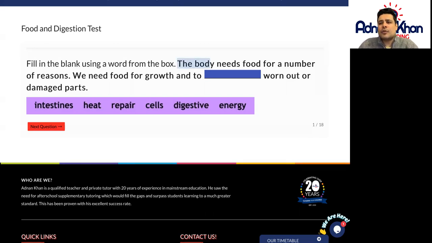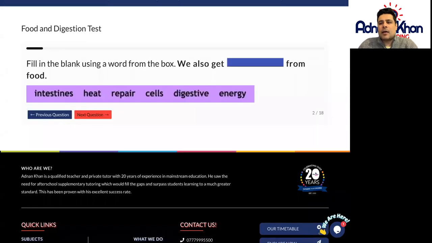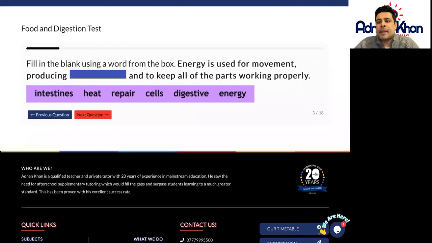So the body needs food for a number of reasons. We need food for growth and to repair worn out, damaged parts. There we go. And then you can just carry on and answer the rest of these questions. We also get something from food. So what do we get from food? We get energy from food because that's what we need ultimately as human beings. Energy is used for movement, producing what, and to keep all the parts working properly.